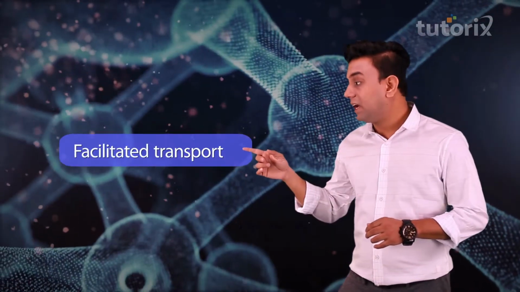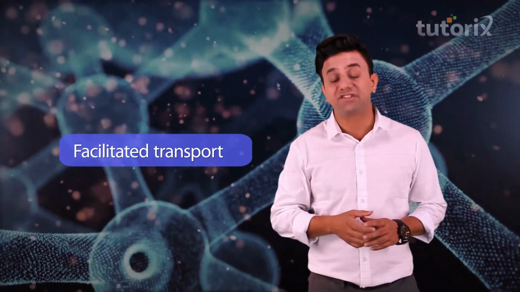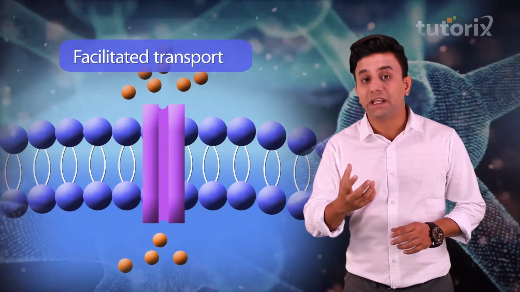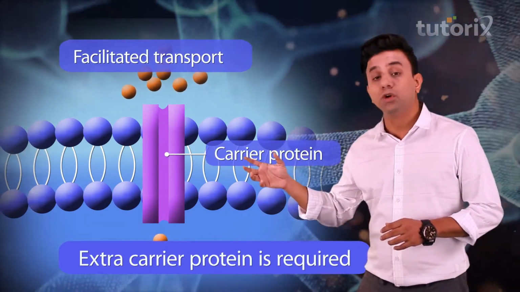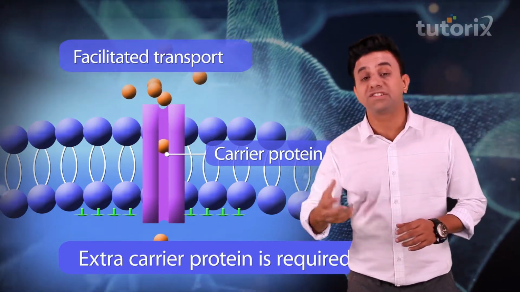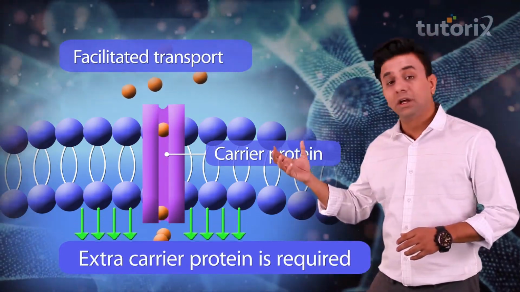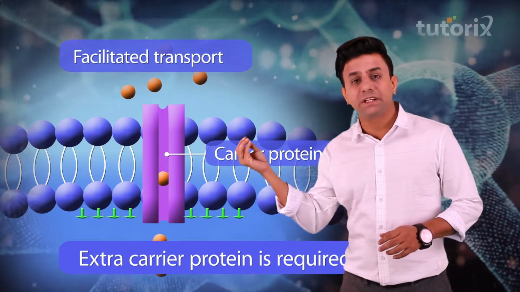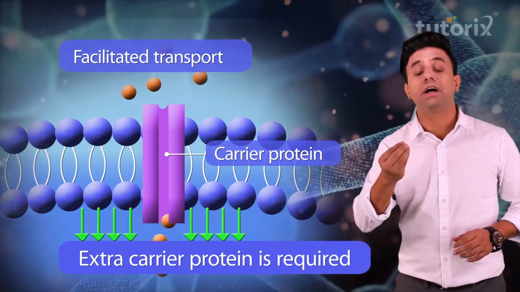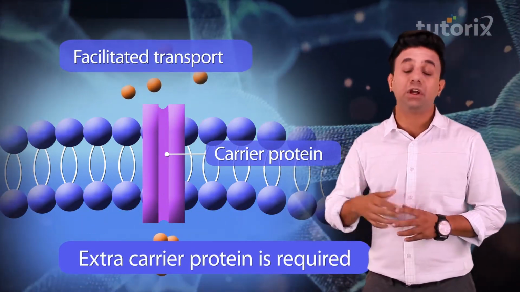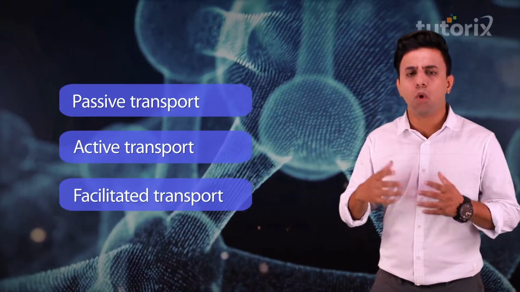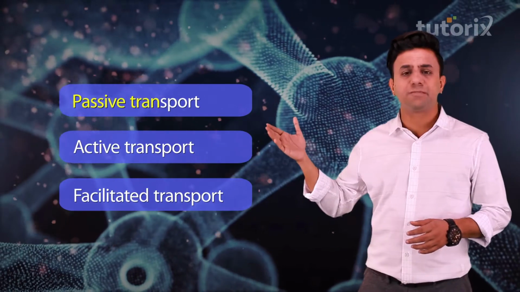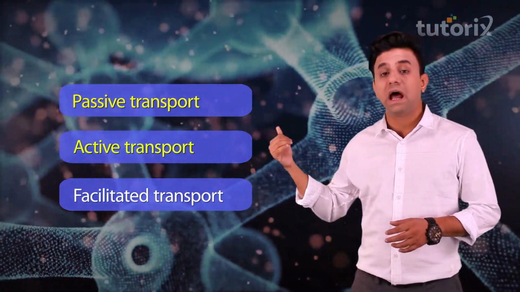The third one is facilitated transport. This means that an extra carrier protein will be required for the molecules to be taken across the barrier. That means that this process, that is facilitated transport, will require an extra carrier protein for this process to be carried out. So hence we have seen what we mean by passive transport, active transport, and facilitated transport.